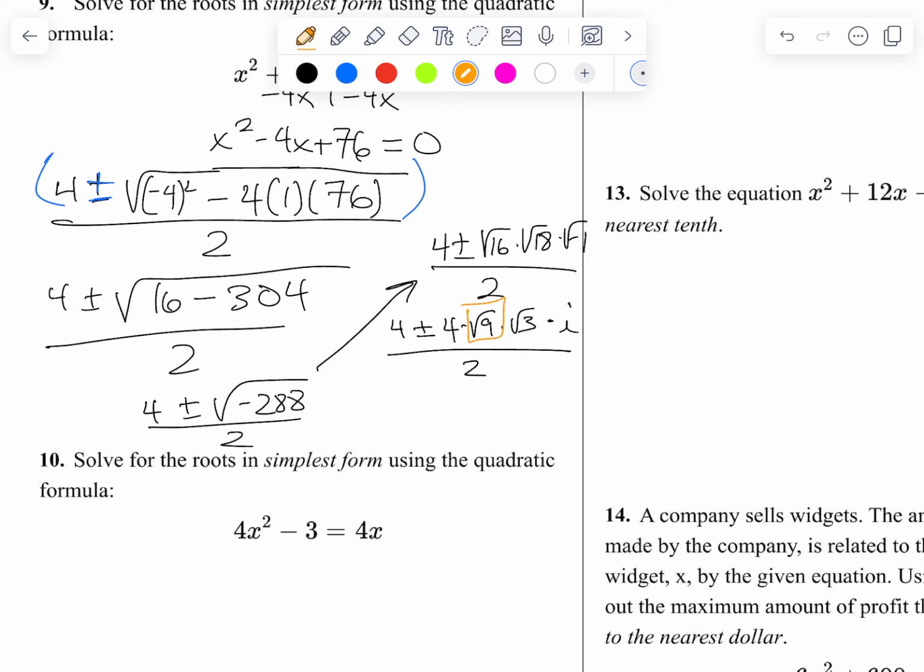Square root of 9 is really just the number 3. So cleaning it up a little bit more, I got 4 plus or minus 4 times 3, which is 12, times the square root of 3i over 2. All three of these parts are divisible by 2, so it'll be 2 plus or minus 6 times the square root of 3i.